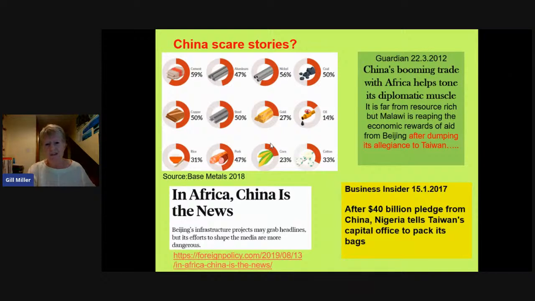And then something which perhaps you're not aware of is China's diplomatic clout and muscle, if you like. So on the right-hand side, I put there an extract from The Guardian and then the Business Insider. Now, there's the headline: China's booming trade with Africa helps its diplomatic muscle. It's far from resource-rich, but Malawi is reaping the economic rewards of aid from Beijing after dumping its allegiance to Taiwan.